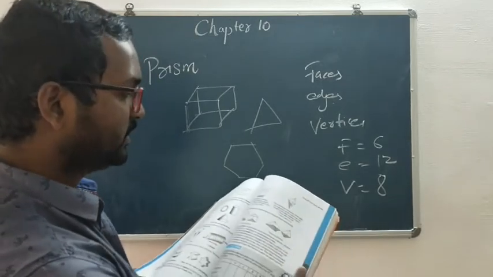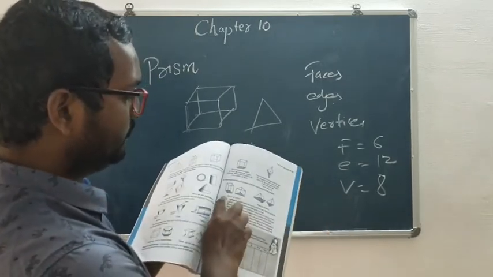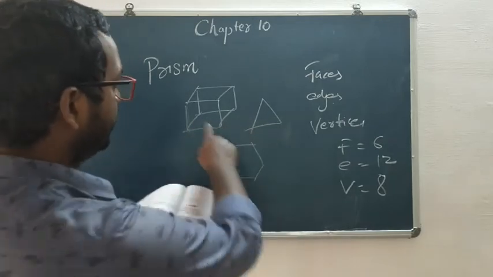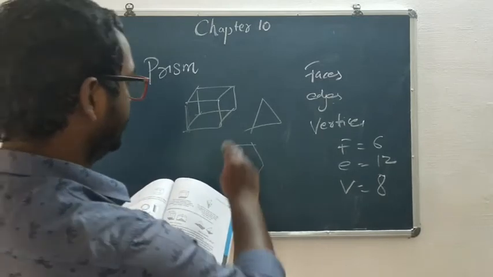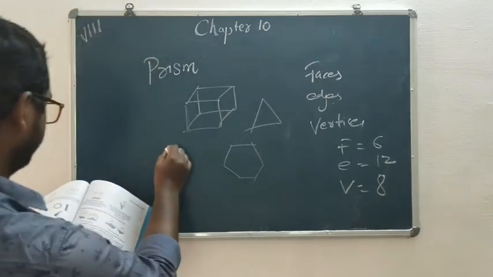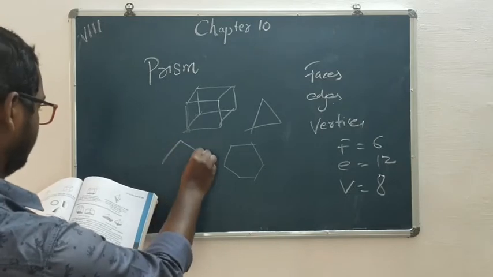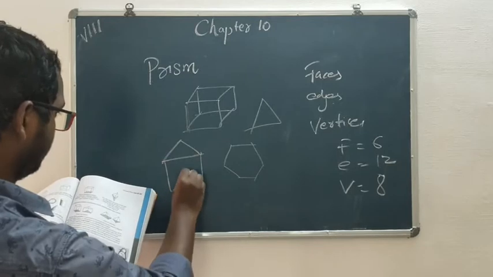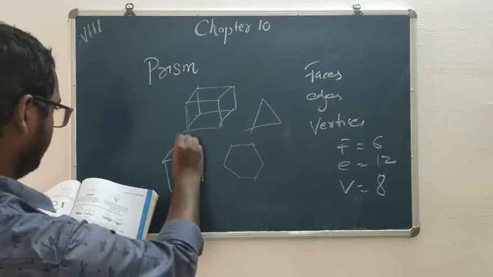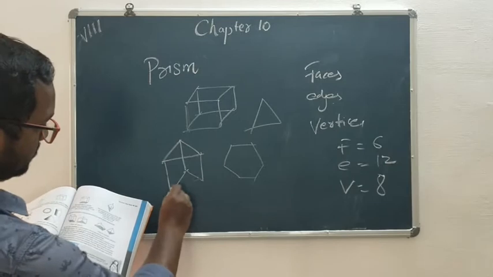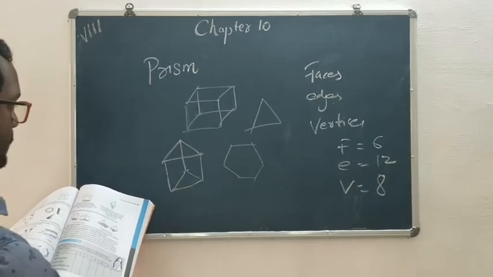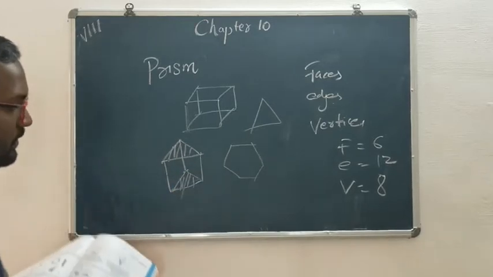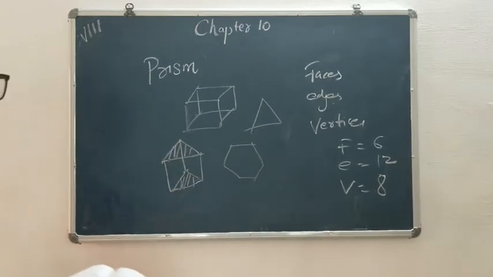So you see here on page number 165, these two figures are called prisms. Whatever you have in the front, you should have in the back. In the front view, let me draw it. Let us assume this to be a prism. Now see here, the top is a triangle. If the bottom is also a triangle, then this is a prism.